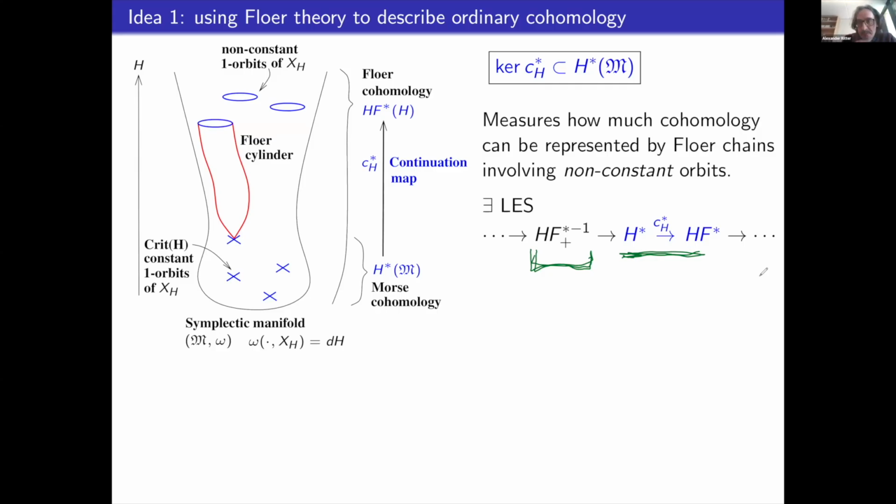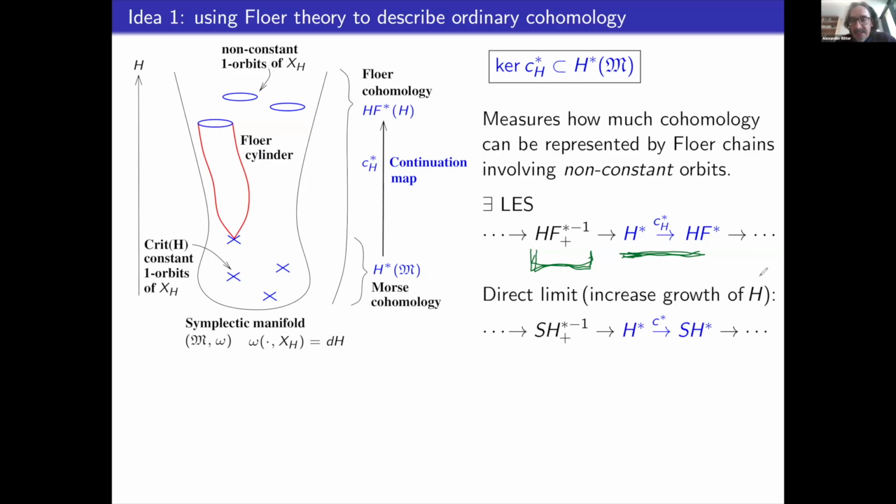And we're also going to be interested in invariants that don't depend on the choice of Hamiltonian. So we make this Hamiltonian grow more and more at infinity, and we take a direct limit, and this will give rise to the symplectic cohomology. So we have this map c star from ordinary cohomology to symplectic cohomology.